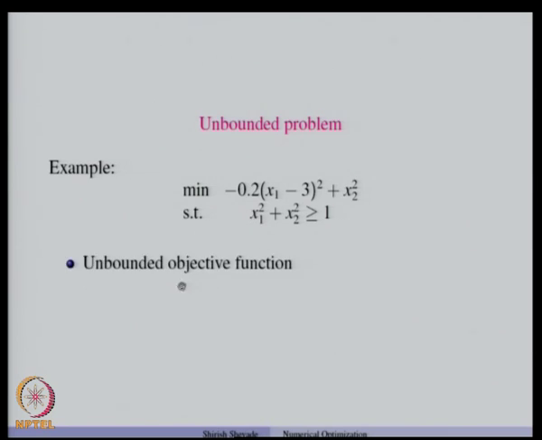Now, let us look at an unbounded problem which is given here. Minimize minus 0.2 times (x1 minus 3) square plus x2 square subject to the constraint that x1 square plus x2 square greater than or equal to 1. Now, this quantity is a non-negative quantity, this quantity is also a non-negative quantity, but this quantity is multiplied by a negative quantity. So, if we make x1 very, very large, then that quantity will be multiplied by a negative quantity, and therefore truly the minimum does not exist for this problem. But does a local minimum exist, and that is what we want to answer. As I said, the objective function is unbounded, and let us find out whether this point (1, 0) is a strict local minimum or not.